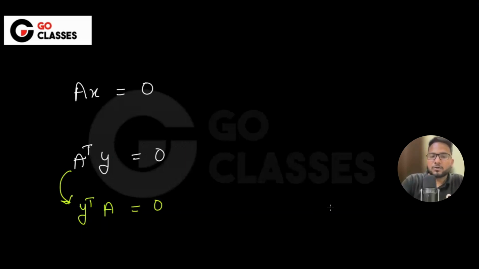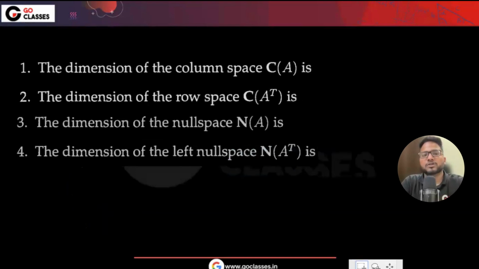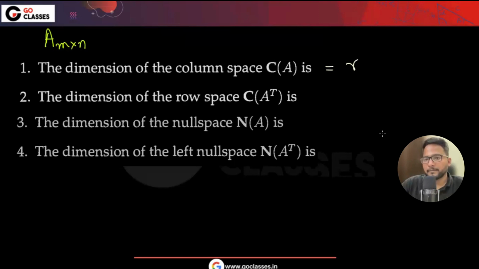Cool. I hope you have understood a little bit, but don't worry, you will get to understand it more. Now suppose A is an M cross N matrix. Can you tell me the dimension of the column space? It is the rank, right? Let's suppose the rank is R. Similarly, the dimension of the row space, which is the column space of A transpose, is also R, right?